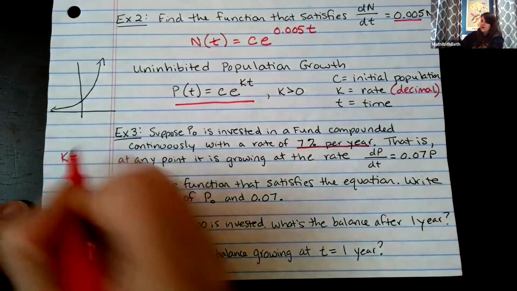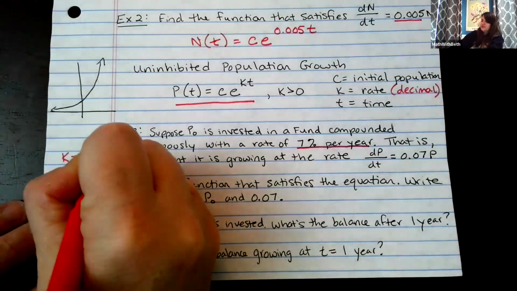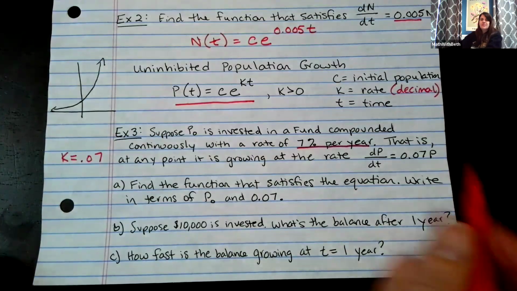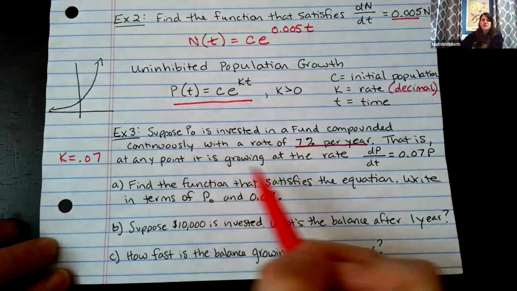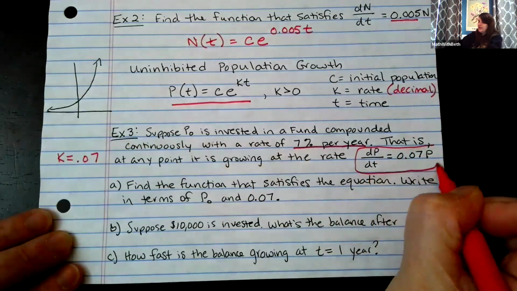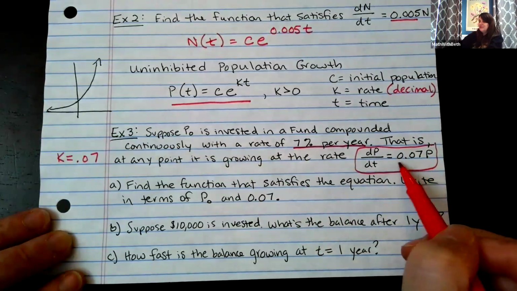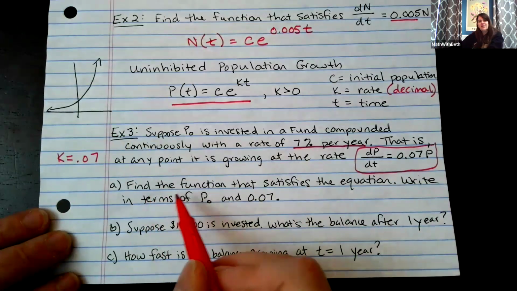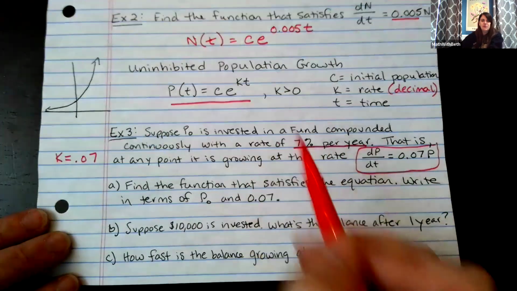So that means our K is going to be 0.07, because that's what 7% is in decimal. That is, at any point, it is growing at the rate. So again, they're giving us this derivative equation, and that it is 0.07 times the P. So first they're going to say, find the function. So this is basically the same thing we've been doing.